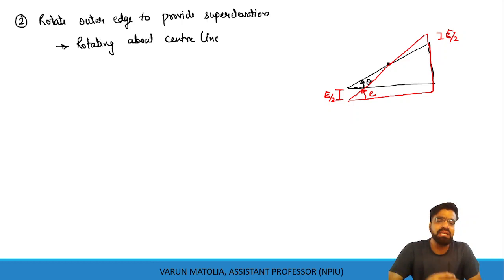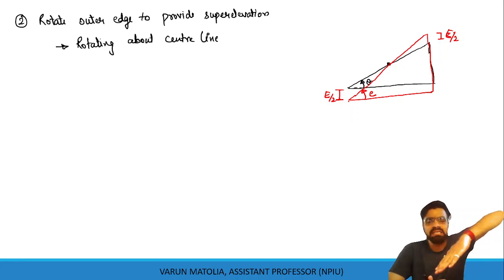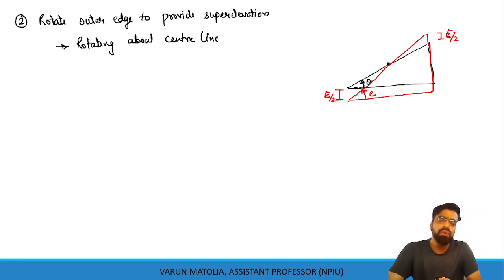What are the advantages of this method? There is no extra material required, because if we are raising the outer edge, we need material to fill. But in this condition, the material which is excavated from the depression of the inner edge can be used to raise the outer edge. So extra material will not be required.